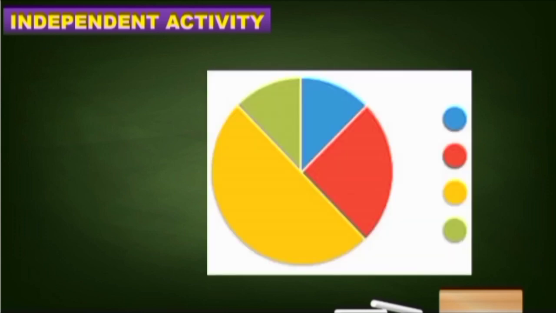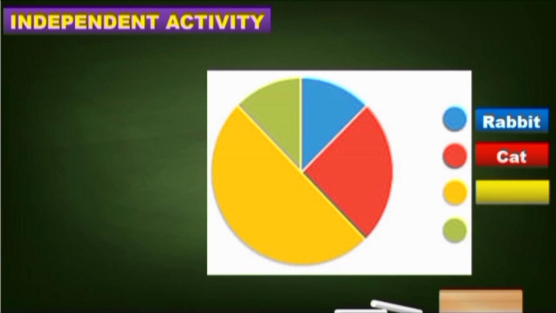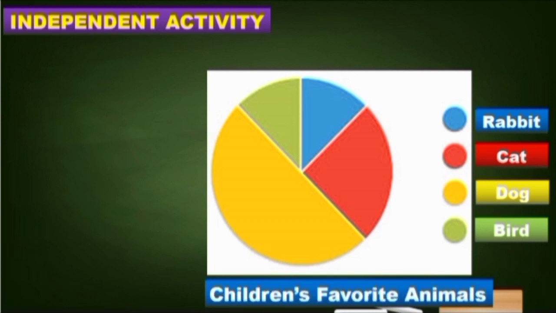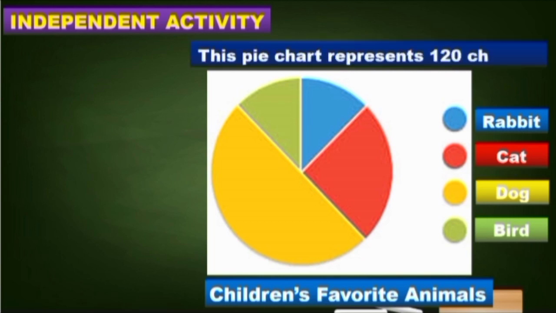Now, let's have an independent activity. Based from the graph, blue for rabbit, red for cat, yellow for dog, and green for bird. The title of the graph, Children's Favorite Animals. This pie chart represents 120 children.